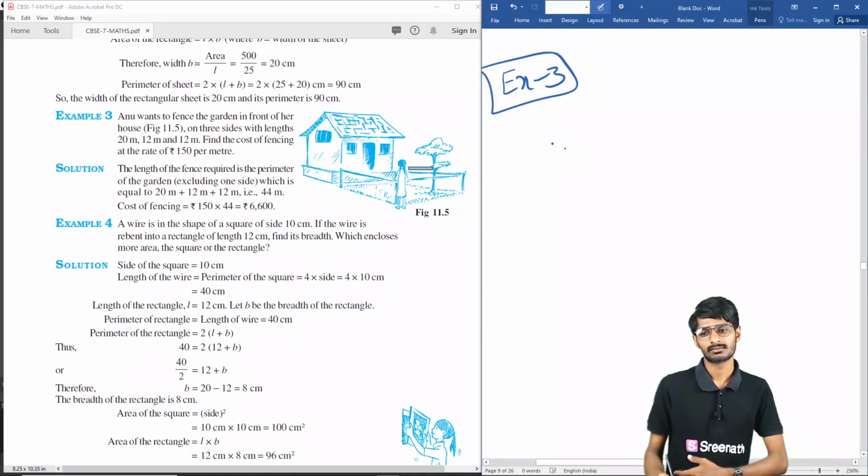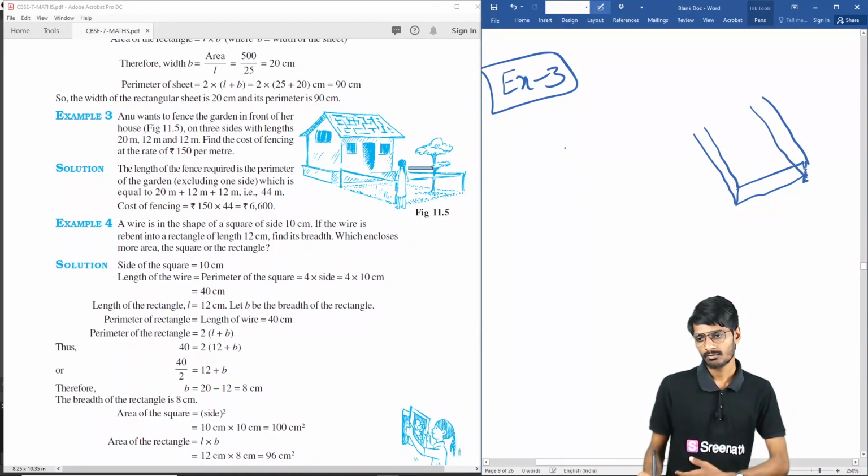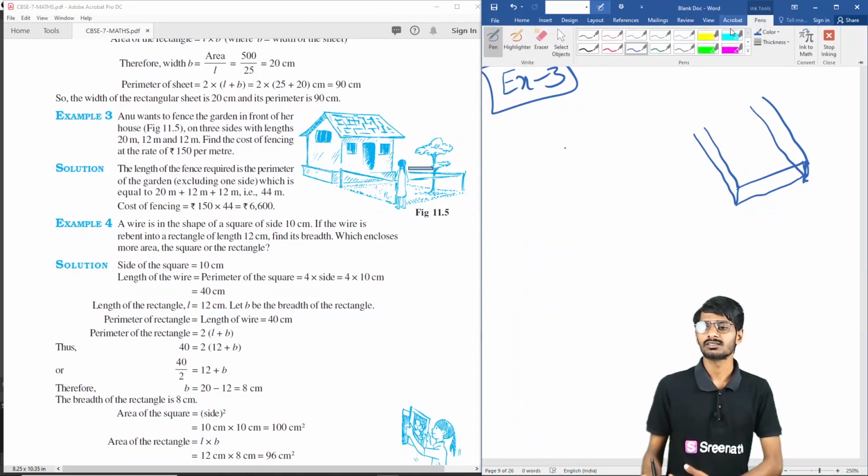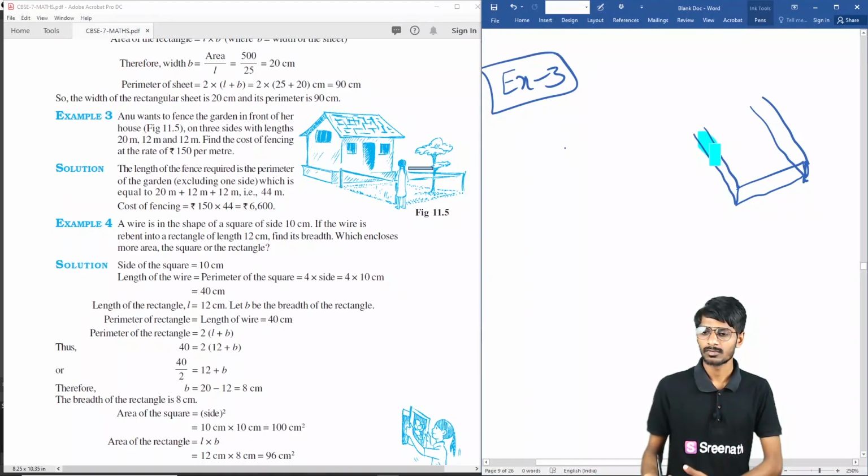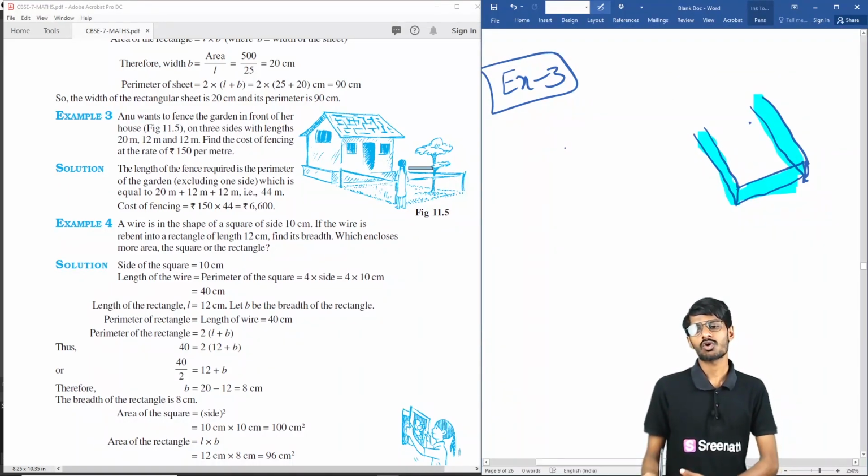So these 3 sides she has to build. Out of these 3 sides she has to make the construction, only these 3 sides. I will sketch them. So for this side fencing, and this side fencing, 3 sides fencing, how much cost does it take?